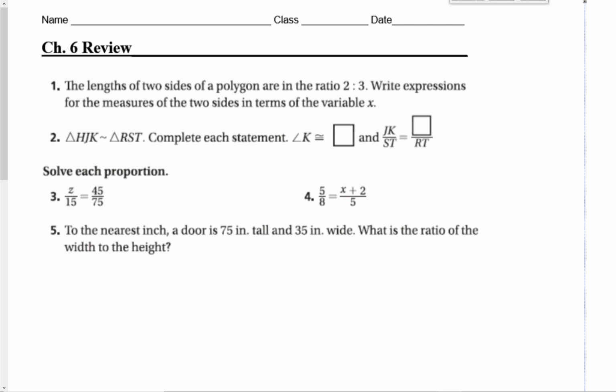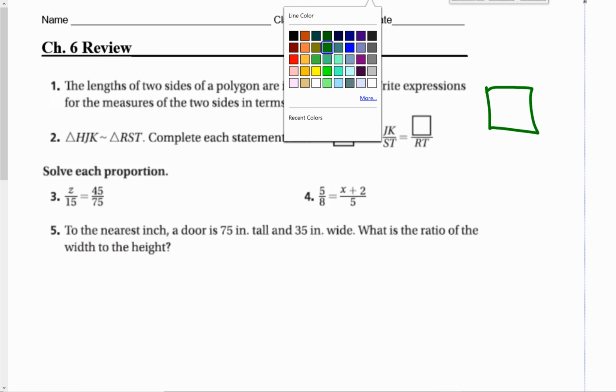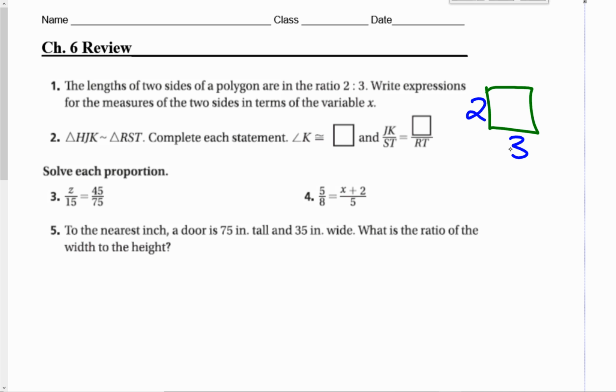Chapter review for Integrated 2, Chapter 6. So if I have any type of polygon, it could be a triangle, anything with 3 sides or more, polygon. So if I have a polygon and the sides are 2 to 3, I'll write an expression in terms of x for the measures of the 2 sides.